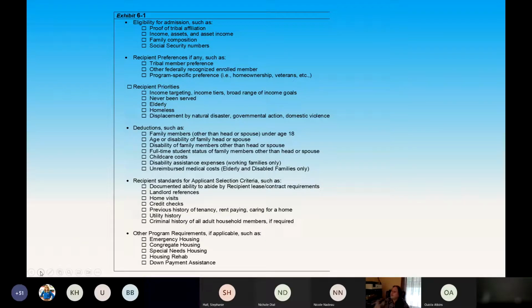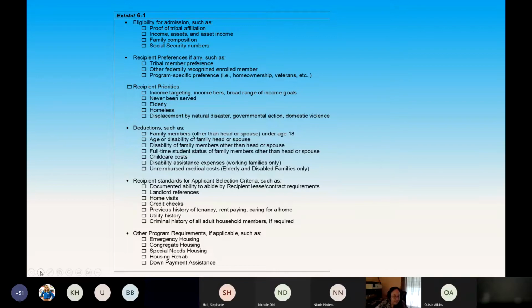their previous history of tenancy, their rent paying, how they cared for that home, their utility history. Can they get utilities in their name? Sometimes you will see people put that in their A&O policy, that the heads of household must be able to put utilities in their name. Makes sense. Criminal history on all your adult household members if required. A documented ability to abide by your recipient lease and contract requirements. I guess maybe they didn't before. So, other program requirements, if they're applicable, is it going to be emergency housing, congregate housing, special needs? Do they meet that criteria?